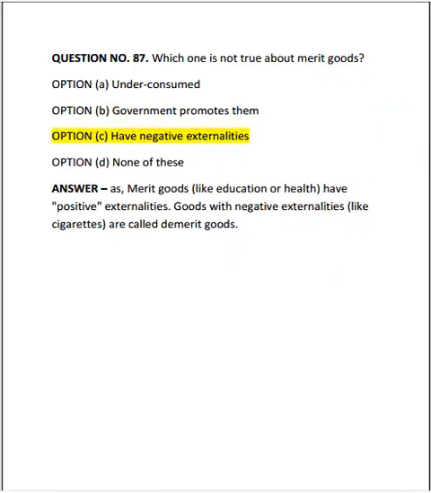Question No. 87. Which one is not true about merit goods? Option A. Underconsumed. Option B. Government promotes them. Option C. Have negative externalities. Option D. None of these. Answer. As merit goods, like education or health, have positive externalities. Goods with negative externalities, like cigarettes, are called demerit goods.